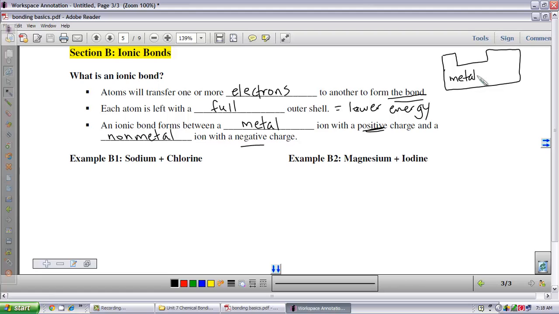Your metals are here. You've got your metalloids along the aluminum ladder. Okay, so these are all your metalloids. And then your nonmetals are on this side. Okay, so an ionic bond has metals and nonmetals bonded together. Let's see how that happens.